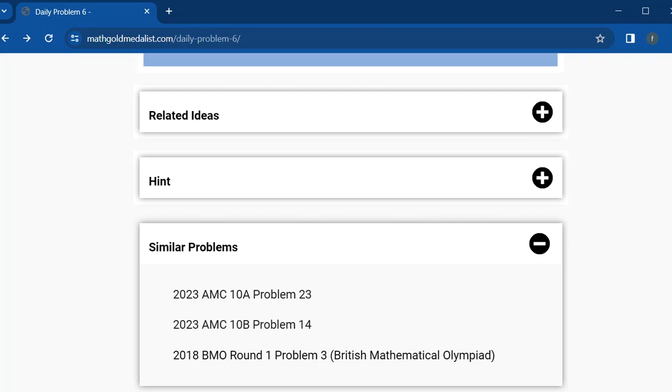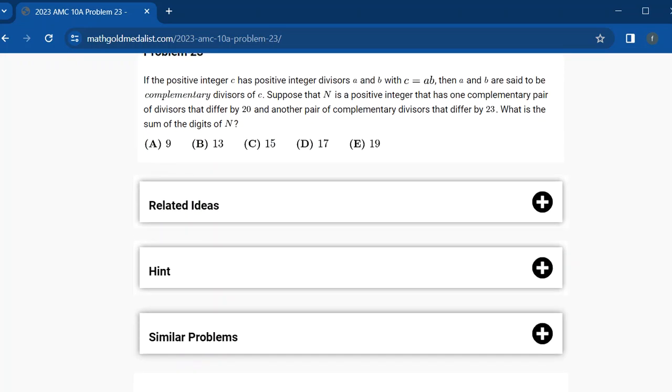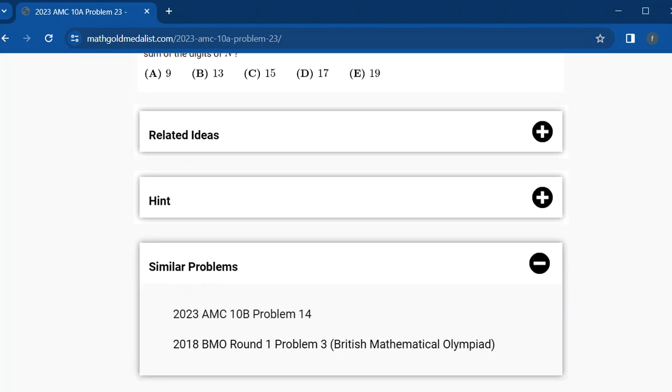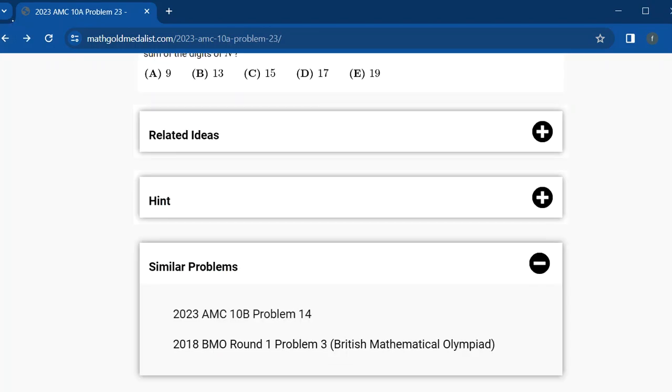After solving this problem, we'll be solving this problem of AMC. Again, we have related ideas, hint. And you can do these 2 problems as homework. This problem is again from AMC 10B and the other problem from BMO round 1. Problem 3, British Mathematical Olympiad 2018.